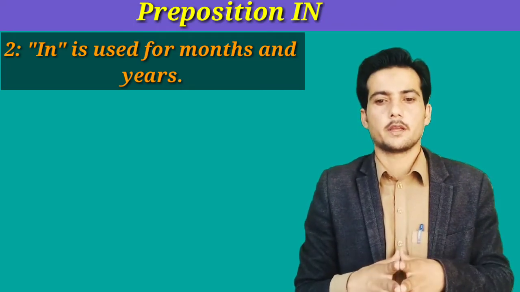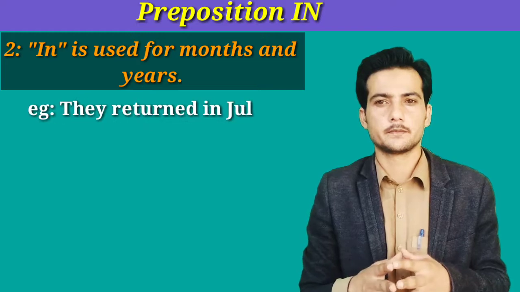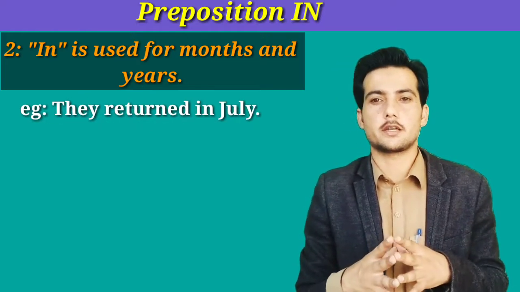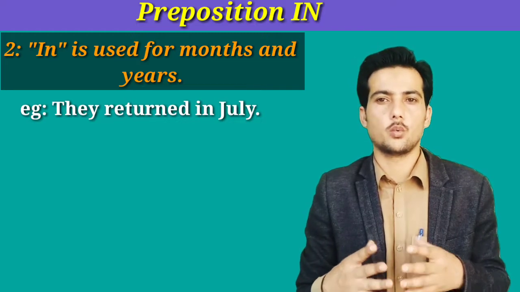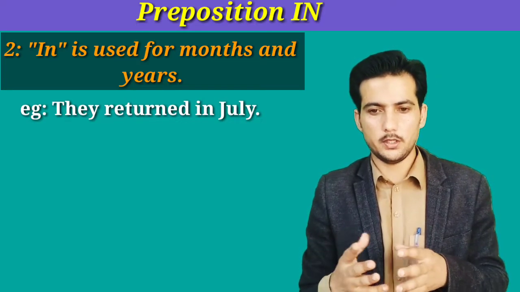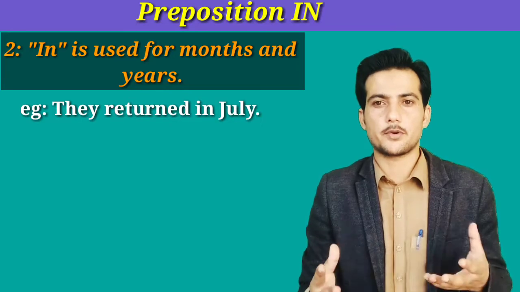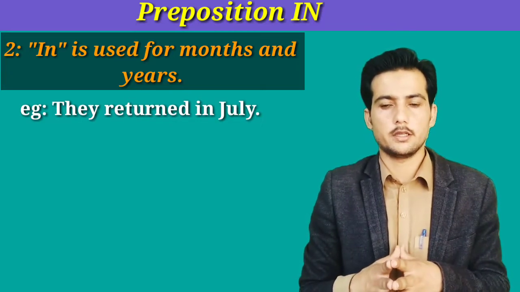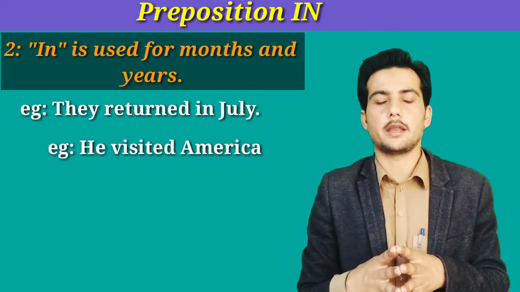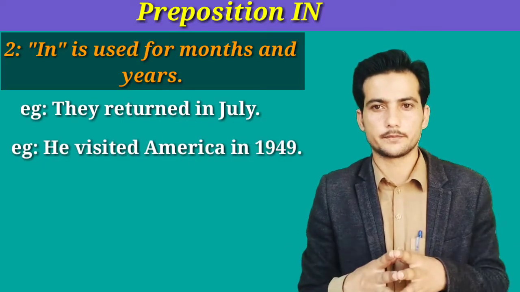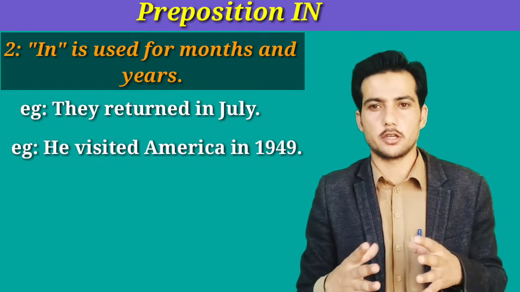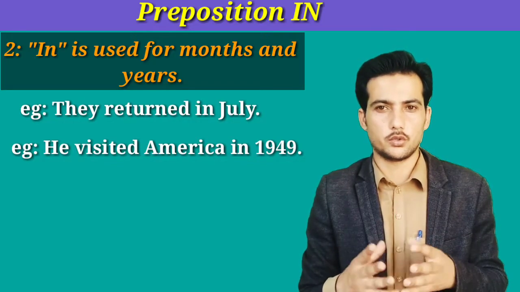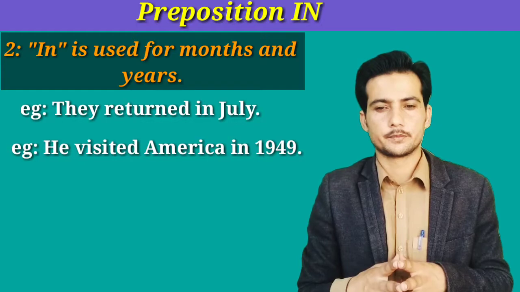For example, they returned in July. You can see that this sentence consists of one month, that is July. They returned when? In July. So we have just used the preposition "in" here. Similarly, he visited America in 1949. Again, we have just mentioned the year, and along with that, we used the preposition "in".